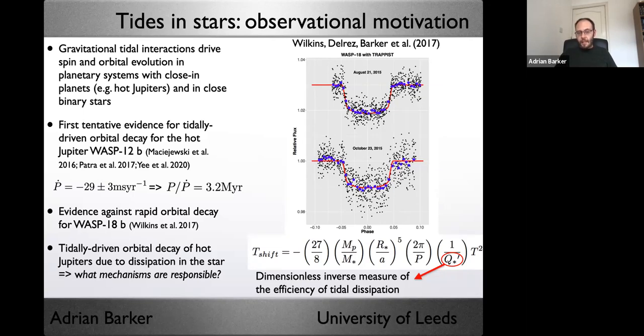So from the observations, if we have a constraint on the planetary mass and stellar mass, and the stellar radius and the separation of the system, an orbital period, then we can use the shift in the center of the transit to constrain the mechanisms of tidal dissipation in the star, which we can use to compare with tidal theory. And so that's what the formula at the bottom there is indicating.